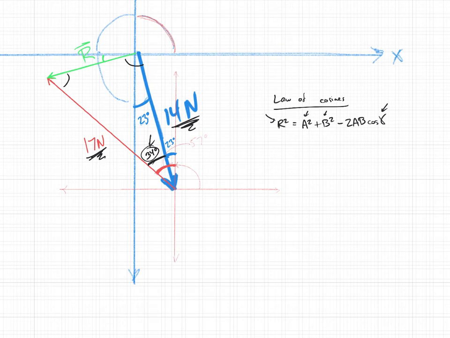At this point, this is now an algebra problem. We're just going to plug things in. So I'm going to say, okay, well, the resultant equals, and I'm going to take a square root of both sides, so I'm just going to put a bracket here. So a squared is 14 newtons squared. Let me zoom in here. I guess I should leave my image there too. Come on, don't freeze on me.